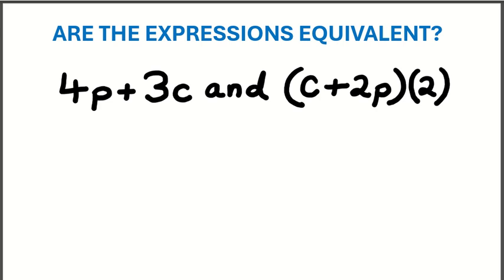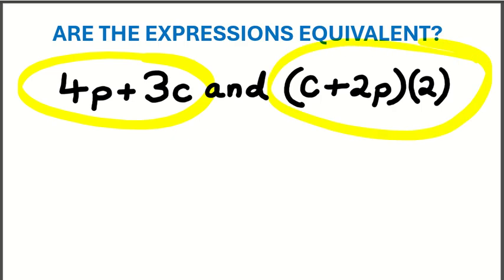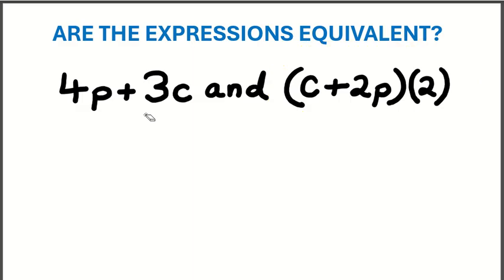All right, let's do some more examples just to keep the momentum going, shall we? First of all, let's look at each individual expression. We have 4p plus 3c. And that literally looks nothing like this thing right here. But I can see I can use the distributive property over addition. So let's go ahead and do that and see if they do in fact look alike.